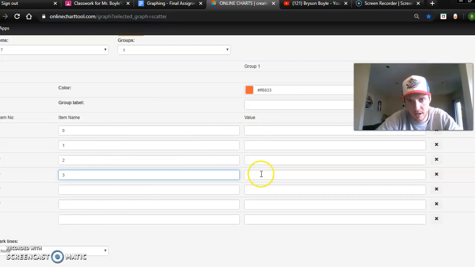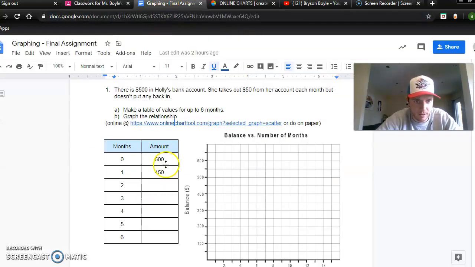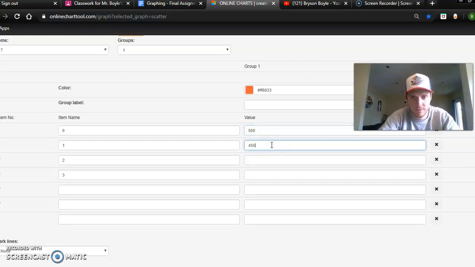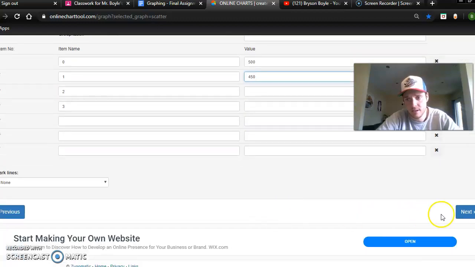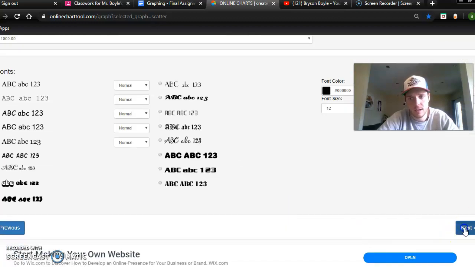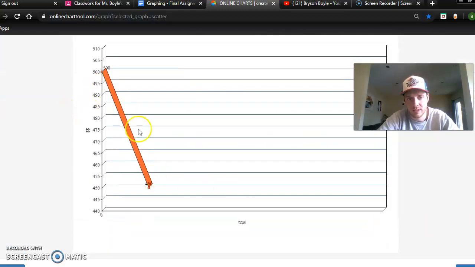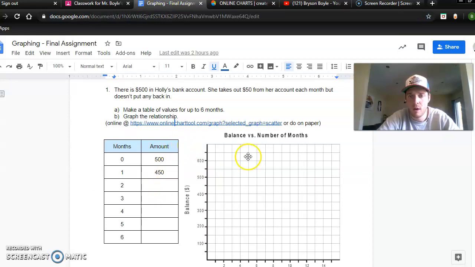Then I put the corresponding Y value in this column. So at 0 months, there's $500. At 1 month, there's 450. So 0, 500, 1, 450. Do that for the other ones as well. When you have all the data entered, hit next again, and it will have a graph for you. Obviously, that's not right because I only put in 2 data parts, but it will look something like that, right? It'll be a line going down starting at 500. That's what I want you to do. That's how I want you to graph it.